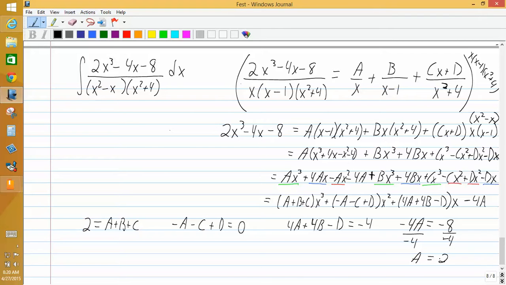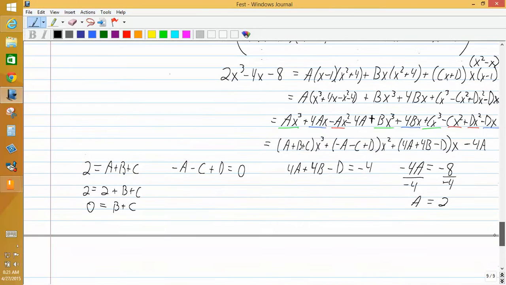All right. So what I would suggest doing now is I would plug in a 2 for every a. And let's see what happens. So I'd have 2 equals 2 plus b plus c. So you could move that 2 over, and you'd have b plus c equals 0, or 0 equals b plus c. All right, I'm going to plug it here in this second equation. Plug in a 2, so I have negative 2 minus c plus d equals 0. So if I move that over, I have negative c plus d equals 2. All right, and then if I plug it in this last equation here, I'll have 8 plus 4b minus d equals negative 4.